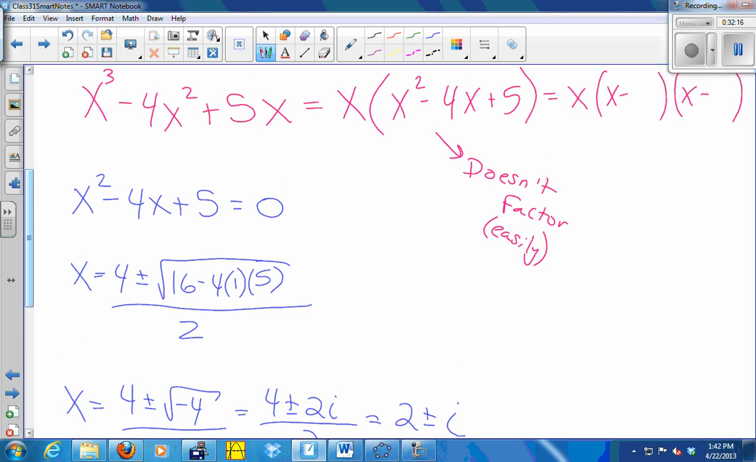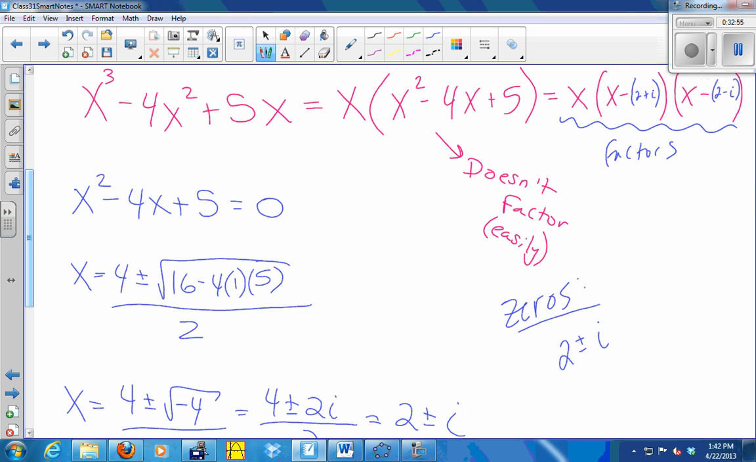So plop them in up here. 2 plus i, 2 minus i. Make sure you put parentheses when you're doing that because you want to do x minus that whole zero. So you have to put extra parentheses in there. So these are my factors. My zeros I know are 2 plus or minus i. And the one that goes with x would be what? 0.